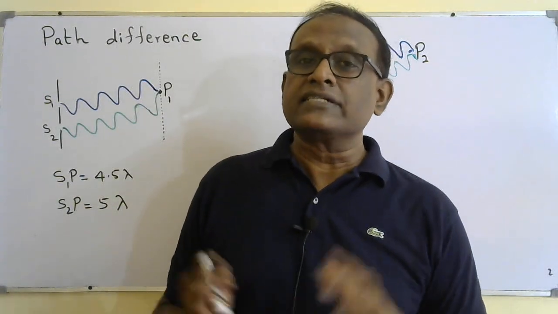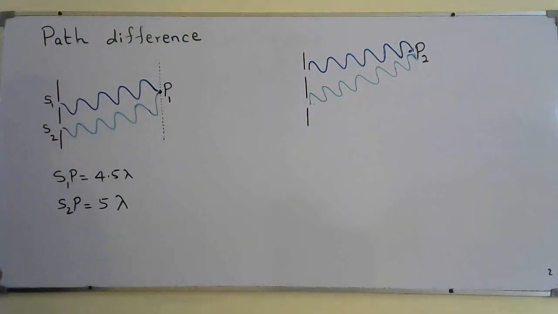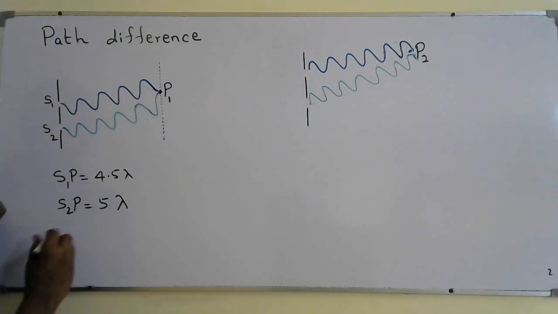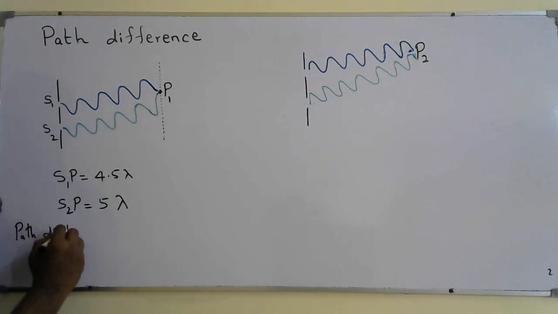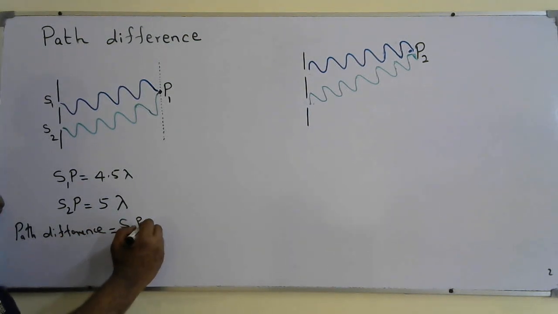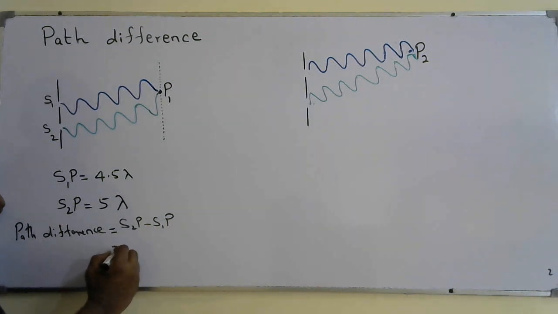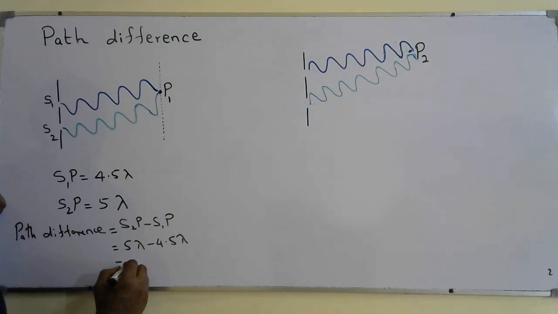What is path difference? The difference between the distances traveled by the waves. So the path difference here is S2P minus S1P, because S2P is larger. That is 5 lambda minus 4.5 lambda, that is 0.5 lambda. I can say half lambda, or 0.5 lambda, or lambda by 2. So the path difference is lambda by 2.